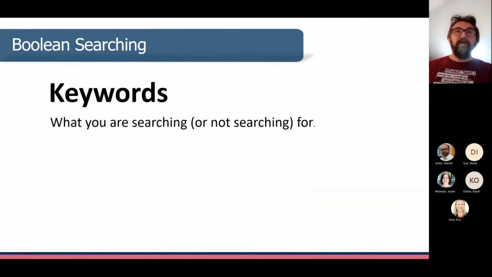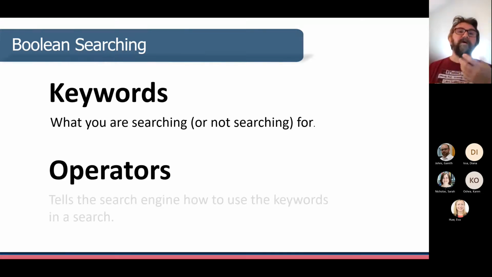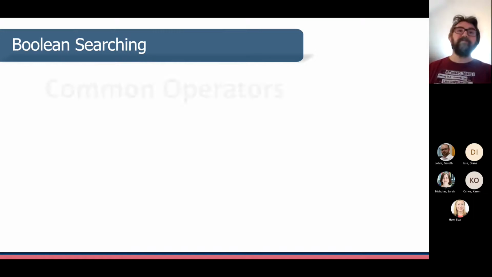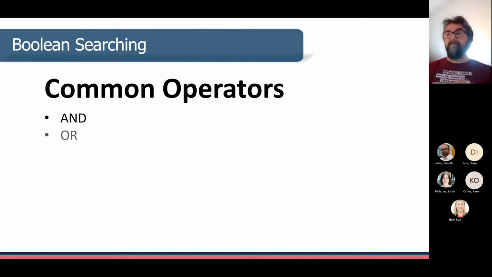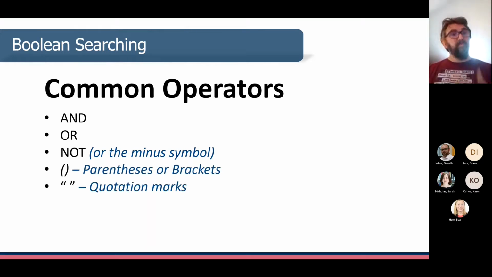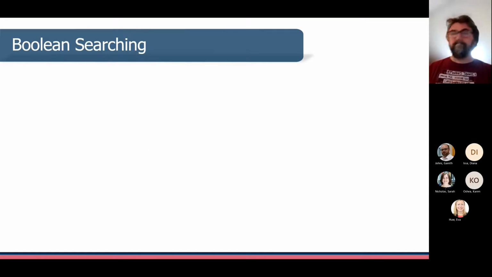A keyword is essentially what you're searching for, and an operator is what will tell the search engine how to use the keywords in that particular search. So there's a number of different operators that are available in Boolean searching that Google does use. You've got and, or, not, then you've got brackets and quotation marks. So let's have a look now at how these actually work.